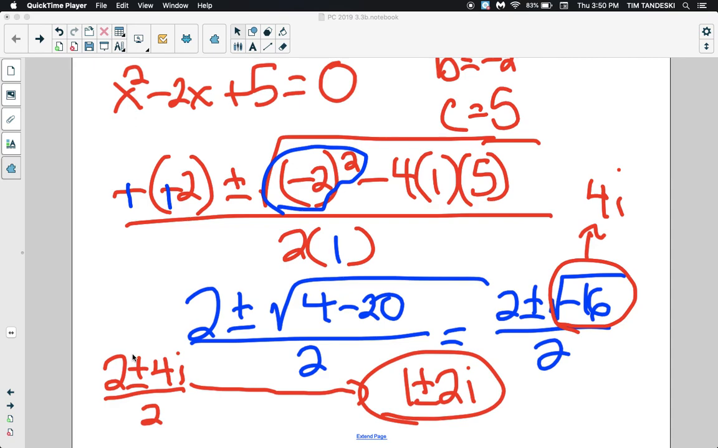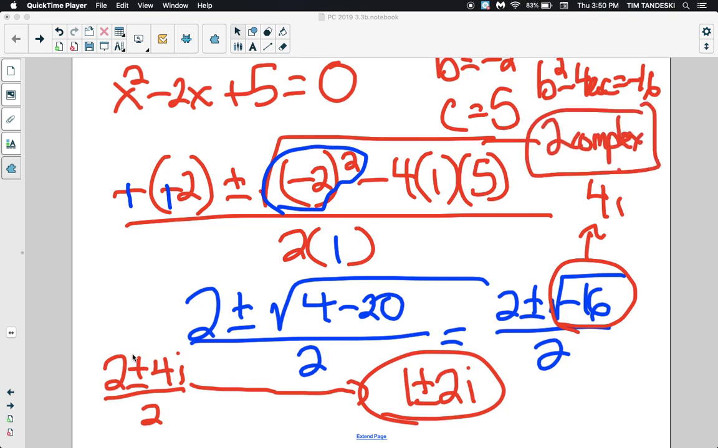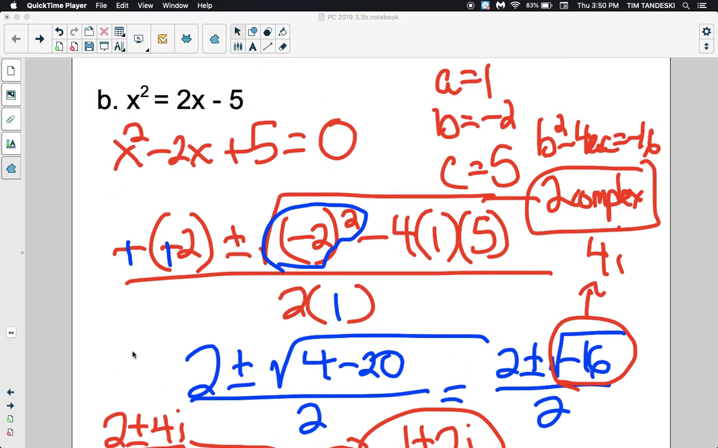So my discriminant here was negative. b squared minus 4ac was equal to negative 16. So that means I'm going to have two complex solutions. So I wouldn't be able to graph these, and if I graph this, I would have no x-intercepts.